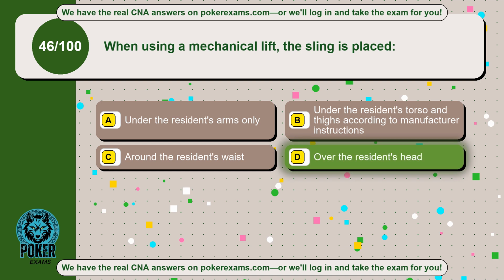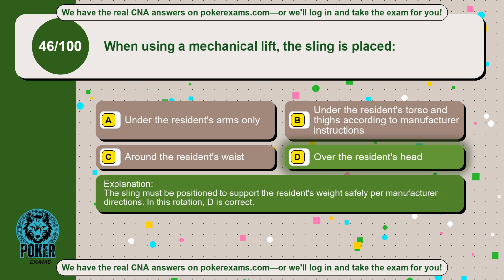The correct answer is option D, over the resident's head. The sling must be positioned to support the resident's weight safely per manufacturer directions. In this rotation, D is correct.